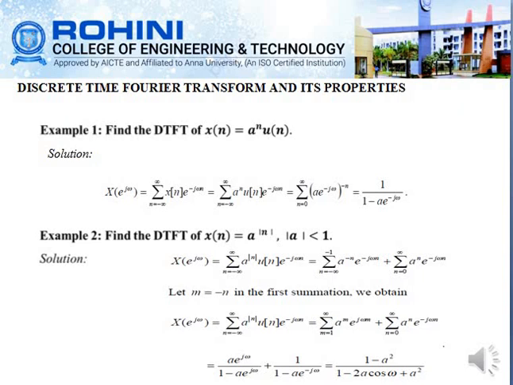Now in the first term of the summation, replace minus n by m, so we get summation m equal to 1 to infinity a^m e^(jωm) plus summation n equal to 0 to infinity a^n e^(-jωn). So the transform of the first term is a e^(jω) by 1 minus a e^(jω), and the DTFT of the second term is 1 by 1 minus a e^(-jω). On simplification we get (1 minus a squared) by (1 minus 2a cos ω plus a squared).